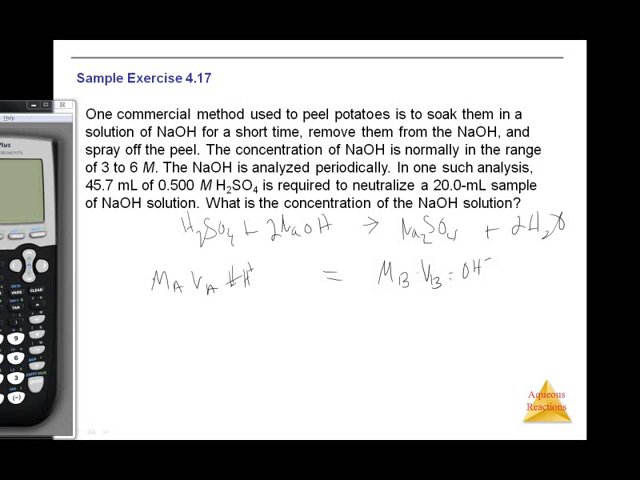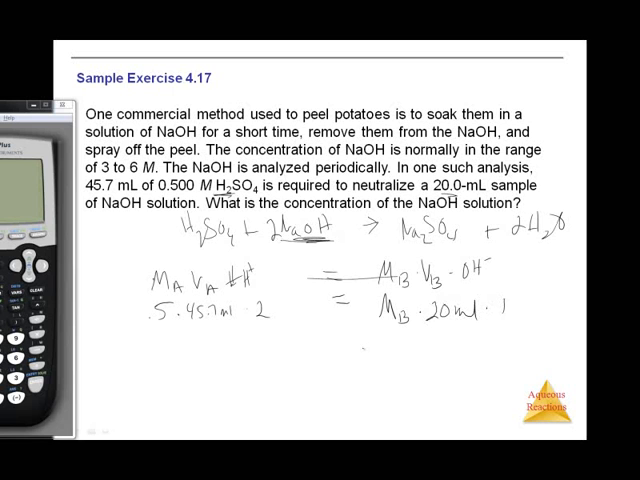in the formula. Okay, so my molarity of my acid, I got 0.5. Volume, I can use milliliters here as long as I use milliliters on both sides. Number of hydrogens in this formula is 2. Molarity of my base is what I'm trying to figure out. My volume of my base, here I am using milliliters, so 20 milliliters, times the number of hydroxides in this formula, and there's only 1 hydroxide, okay?